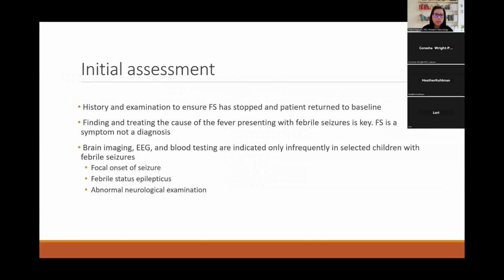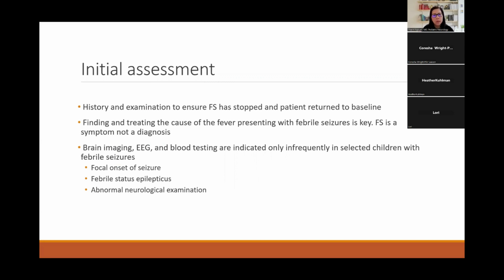So the initial assessment is a very good history and physical exam to make sure that patients who had a febrile seizure, the seizure stopped, they've returned back to baseline, they're not in a prolonged post-ictal phase. A good rule of thumb is that when the eyes close, that means that the seizure probably stopped. Also check their responsiveness, pinching their fingers or so, and if they respond to pain, that's a good indication that the seizure has stopped.